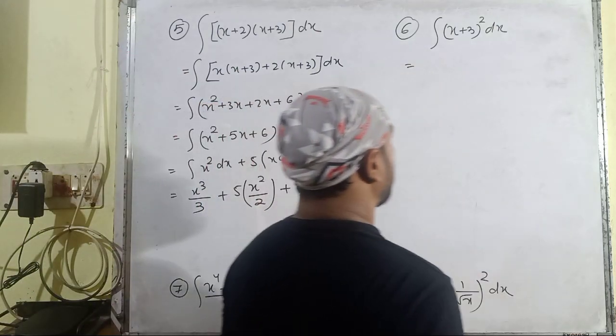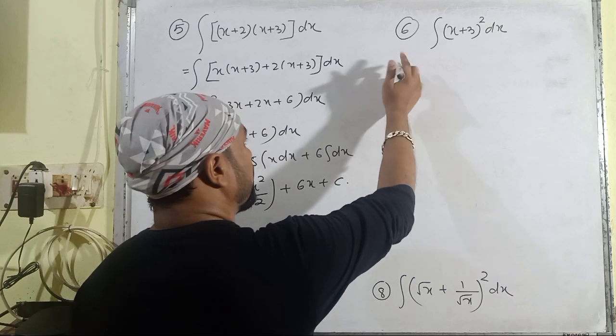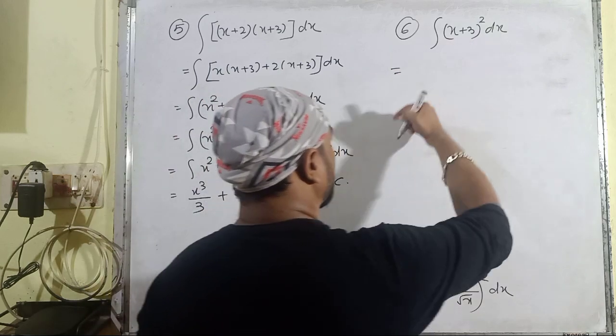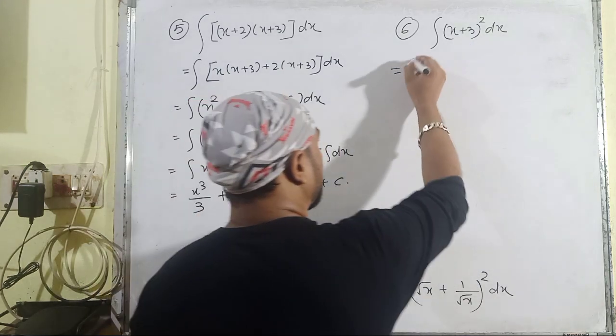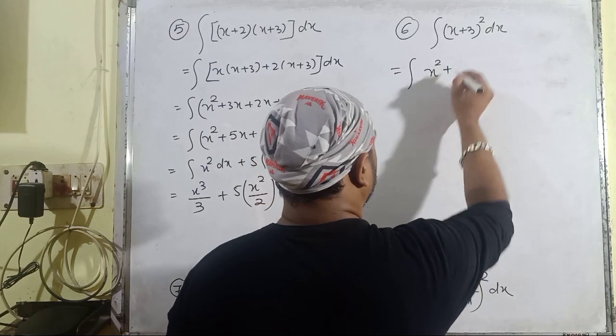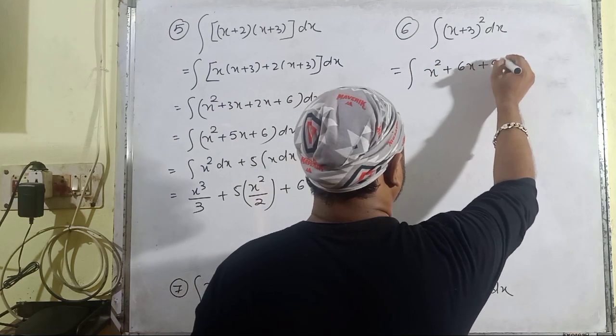Then moving to problem number 6. Integral of the square of x plus 3 with respect to x. It will be x square plus 6x plus 9.